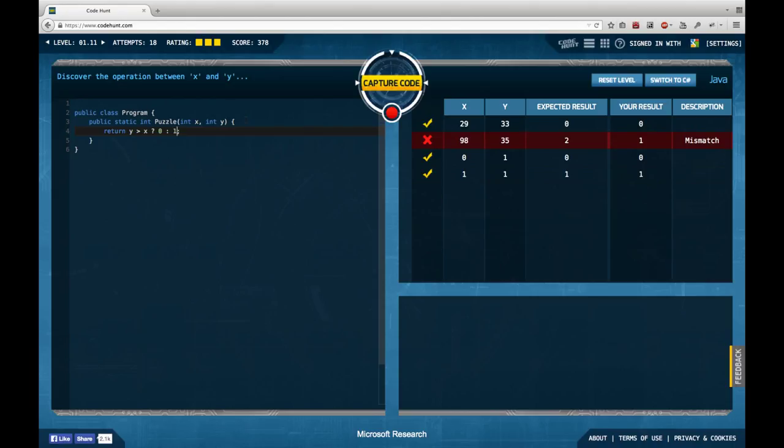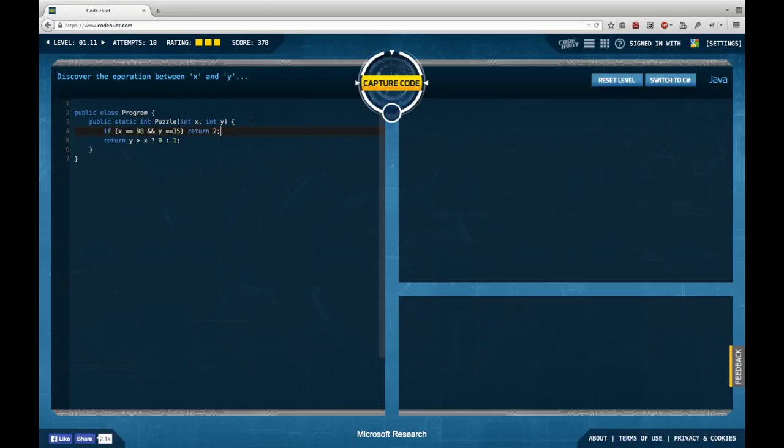which kind of means that the return value probably depends on the distance between y and x. Here the distance is pretty small, here the distance is... no, actually that cannot be the case, because the distance here is bigger than the distance down here. Actually, there's no distance at all. But anyways, let's try to get some more values to figure that out. In case I have an x of 98 and a y of 35, let's return 2 and see what more values we get here.